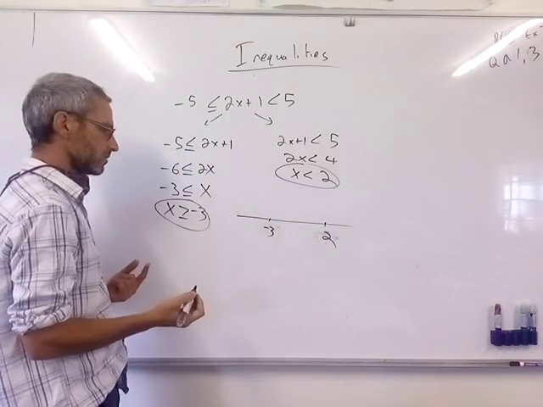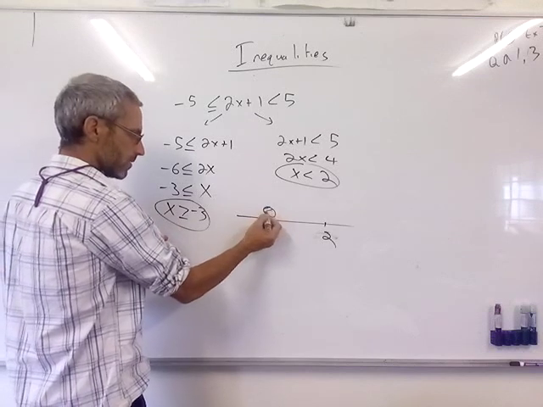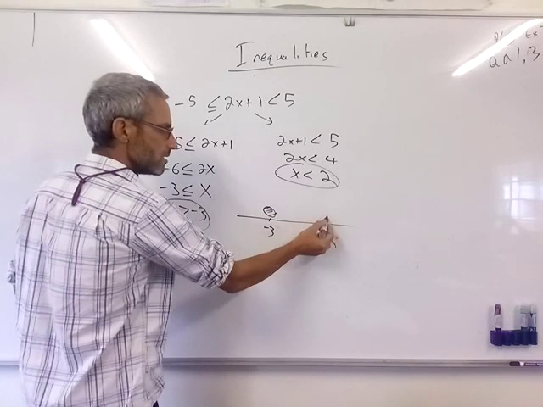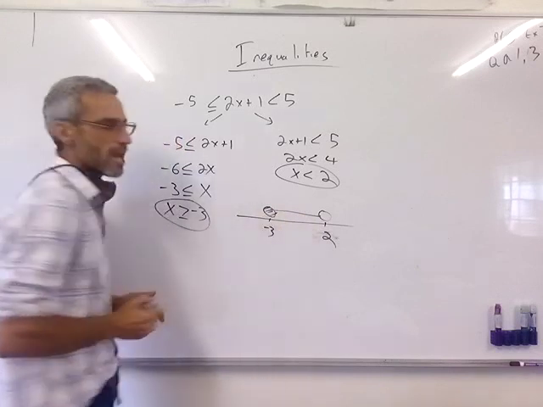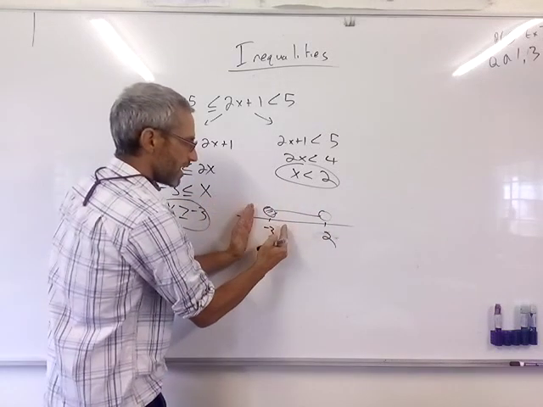What should I have now? A dot. What dot is here? A black dot. And then here? And the line between them. Don't forget the line, because this tells you that x is between -3 and 2.